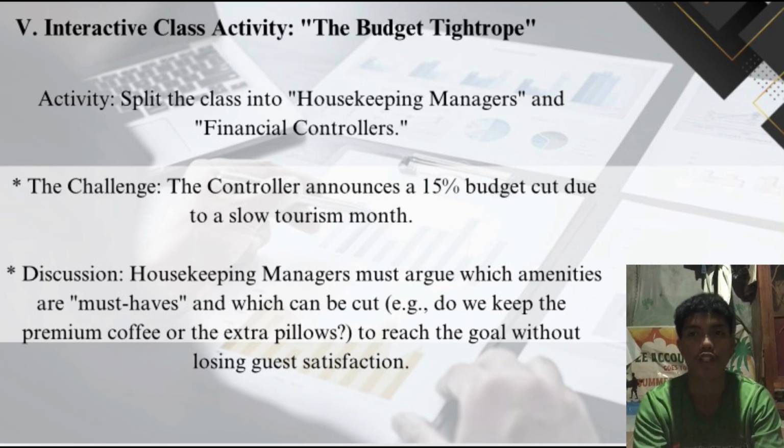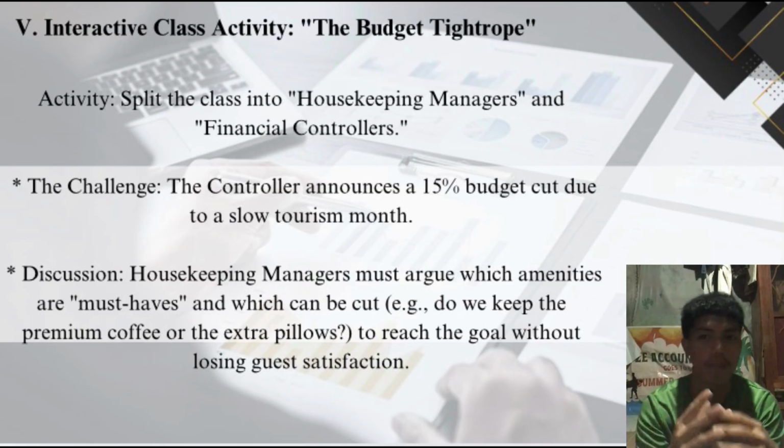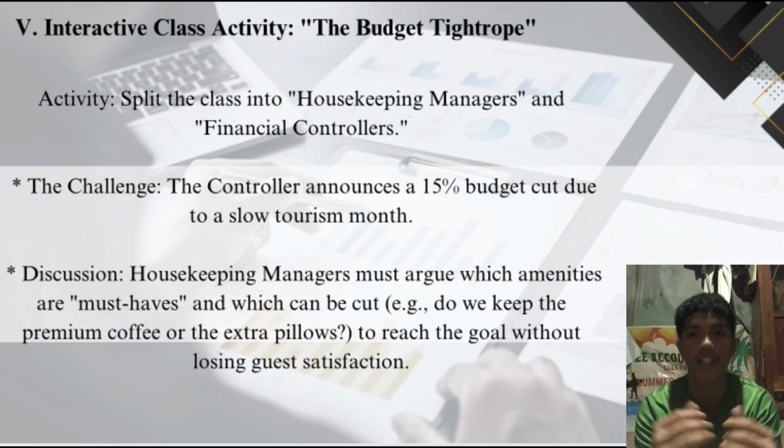The housekeeping managers will then discuss and decide which amenities are important for guests and must be kept, and which ones can be reduced or removed to save money. For example, they will decide whether to keep premium coffee, extra pillows, extra toiletries, or other room amenities. Their goal is to reduce costs but still make sure guests remain comfortable and satisfied with the hotel service.